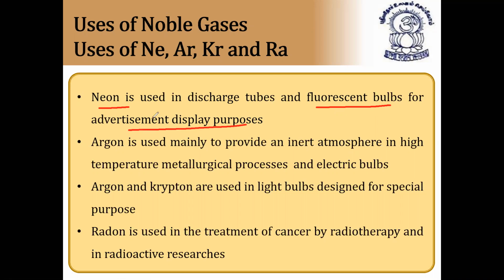Argon is mainly used to provide an inert atmosphere in high temperature metallurgical processes and electric bulbs. In electric bulbs we have argon. Metallurgical purposes means extraction of metal. Argon and krypton are used in light bulbs designed for special purposes.